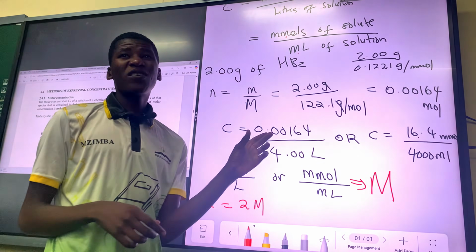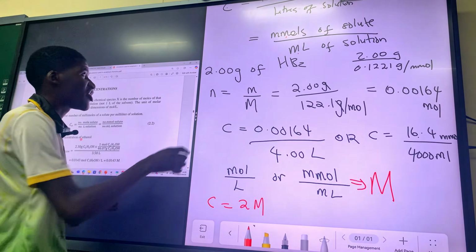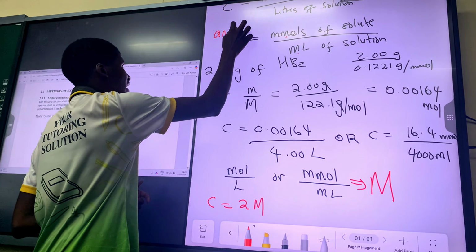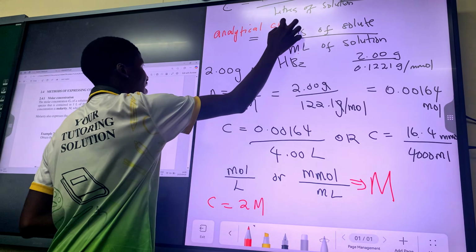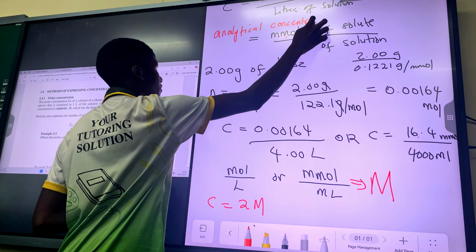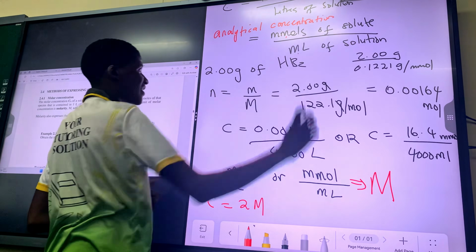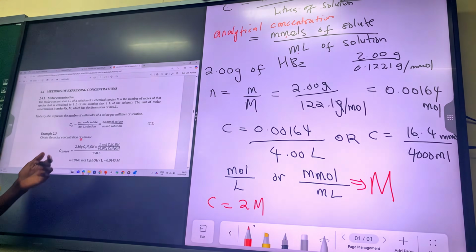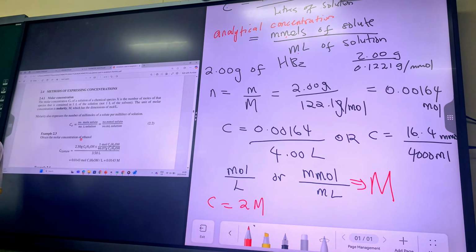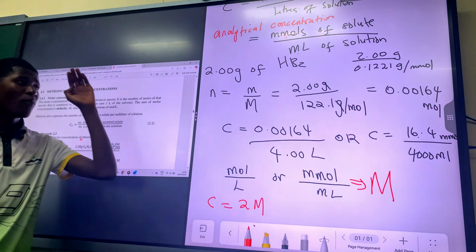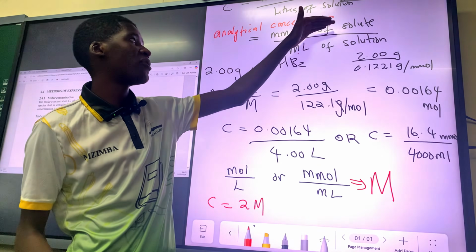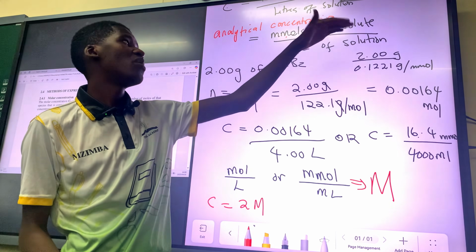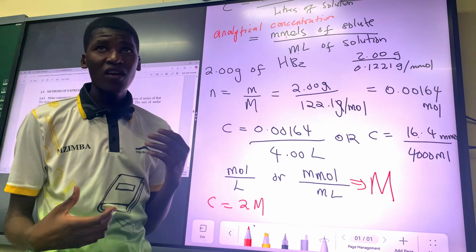This is known as molar concentration. The other name for molar concentration is analytical concentration. We're still going to look at the differences, but analytical concentration is the same thing as the molar concentration. It's just the number of moles of solute dissolved, over the liters of solution.